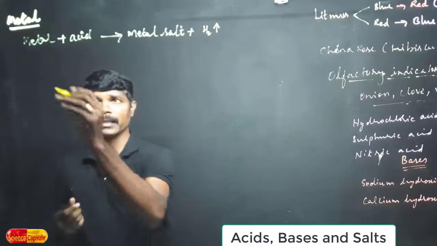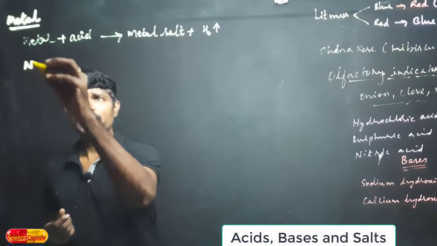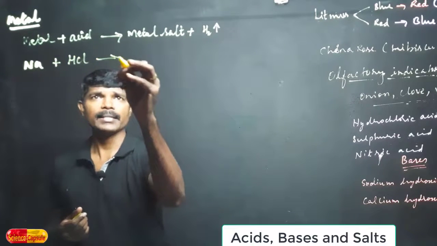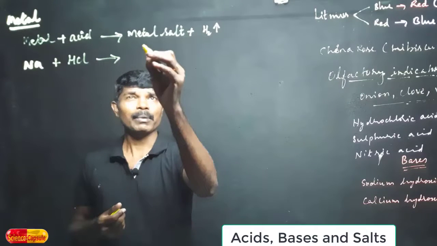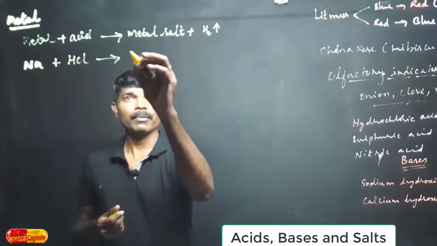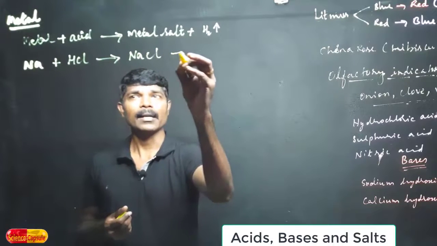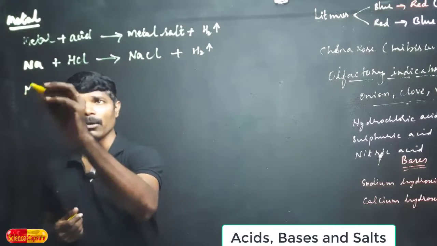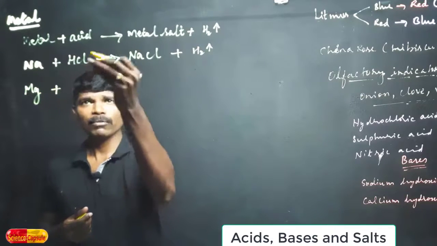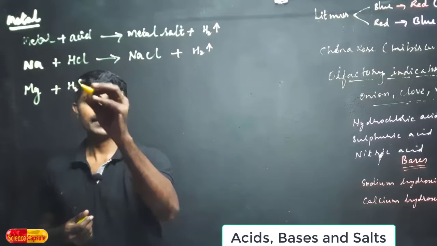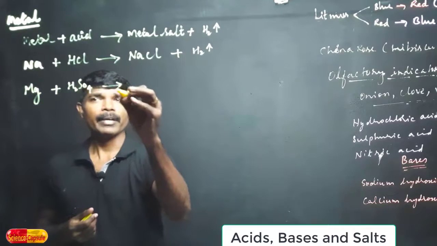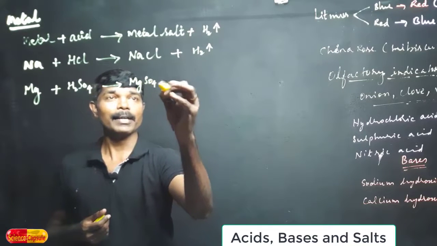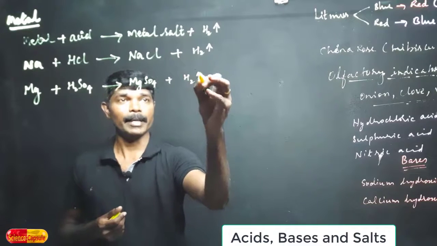So in order to expand this, let us take some examples. Here we take sodium as an example of metal, and as acid we take hydrochloric acid. Upon reaction, we will get the corresponding metal salt, that is sodium salt will be formed, that will be NaCl, plus hydrogen gas will be evolved. Let us take some other example. Here magnesium. In place of hydrochloric acid, we will take some other acid, H2SO4. So upon reaction, we will get the corresponding metal salt. This will be magnesium sulfate plus hydrogen gas will be evolved.